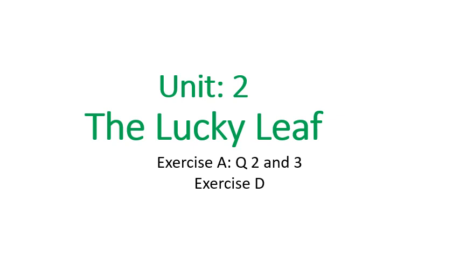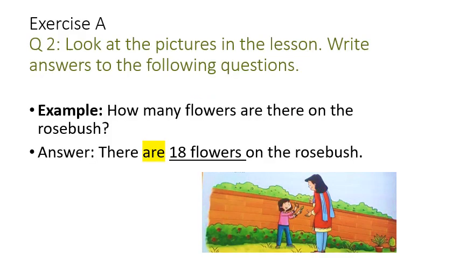As we have already done the reading and explanation of unit number 2, the lucky leaf, now we are going to do the exercises. Exercise A and D are included. Exercise A, question number 2 is included. Question number 1 is not included. Now let's start with the example.